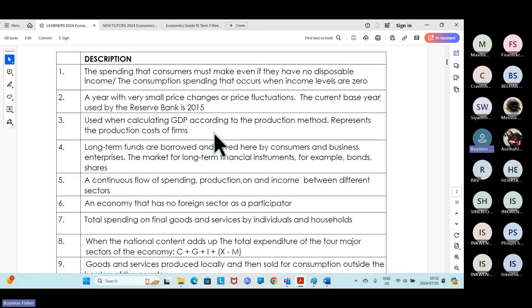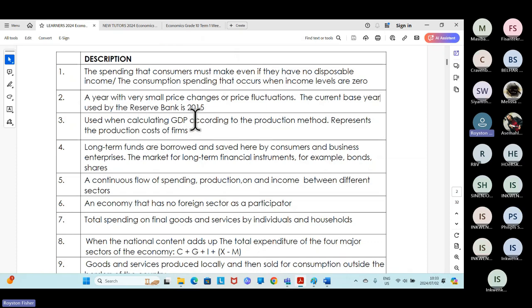So, this is known as your basic prices. Remember there are three methods to calculate GDP. We have the production method, income method, and the spending method. So firms need to use basic prices in order to get to the production of goods and services.